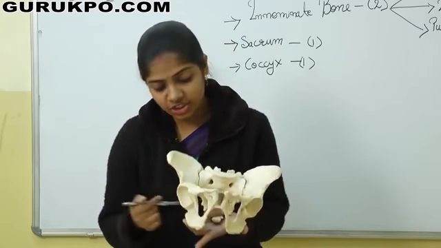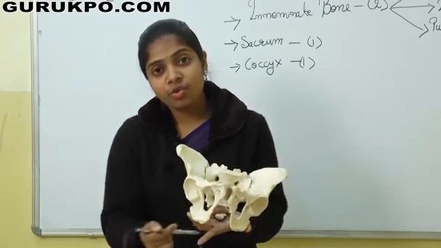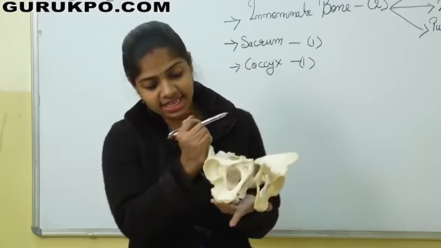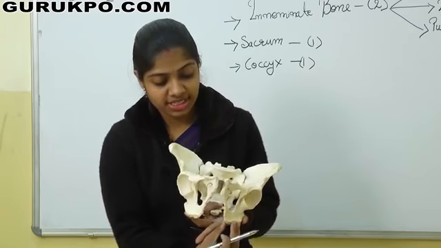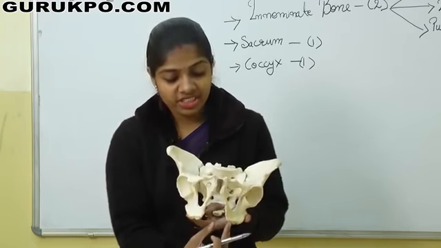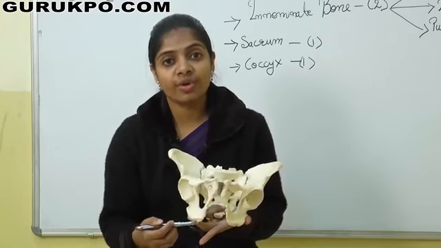Now moving to the ischium, this part. We can see that there is a thick part over here. This is the thickest part of the ischium bone, which is known as the ischial tuberosity.